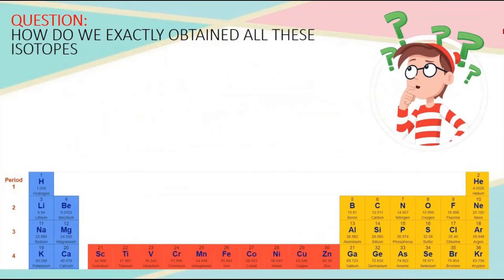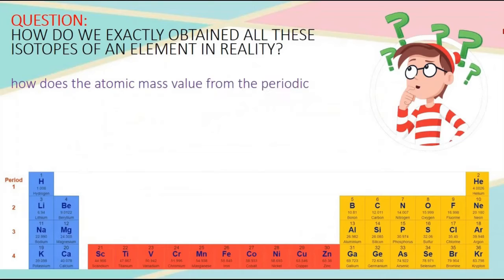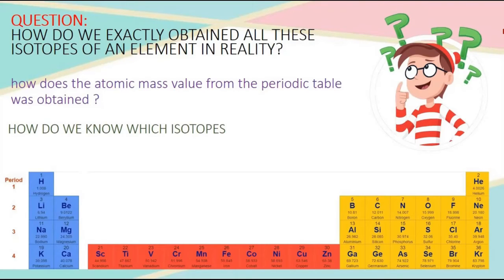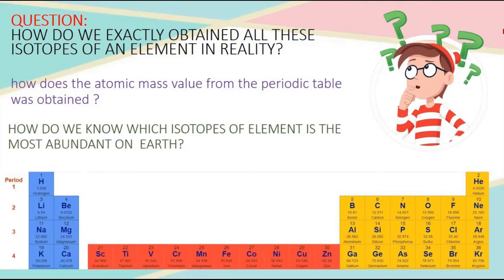Are you ever curious how we exactly obtain all these isotopes of an element in reality? How was the atomic mass value from the periodic table obtained, and how do we know which isotopes of elements are the most abundant on Earth? By finishing this lesson, I hope that you are able to find the answers to these questions.